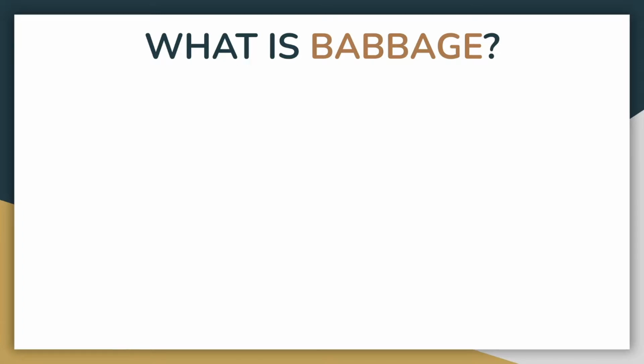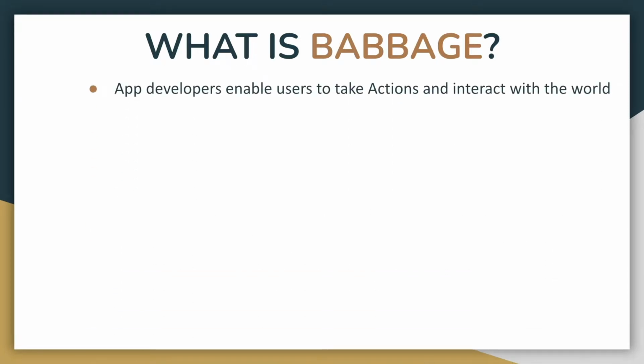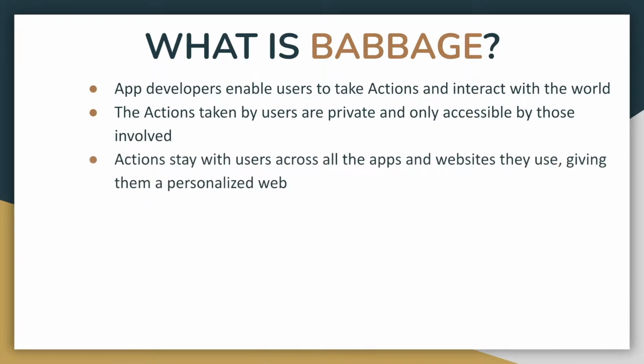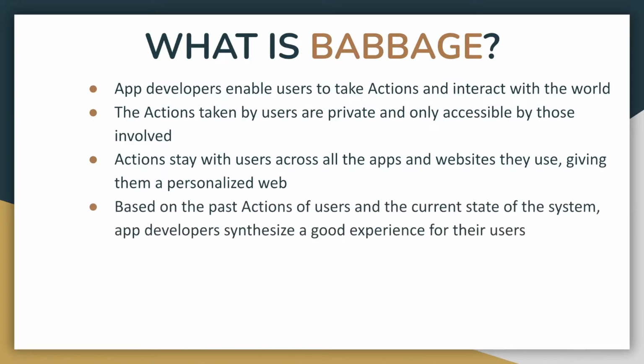So just a 50,000-foot view for those who don't already know. App developers in Babbage enable users to take actions and interact with the world. The actions taken by users are private and only accessible to those involved. Actions stay with users across all of the different apps and websites they use to give them a more personalized web. Based on the past actions of users and the current state of the system, app developers synthesize a good experience for their users.